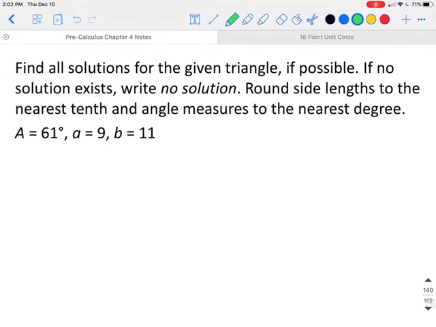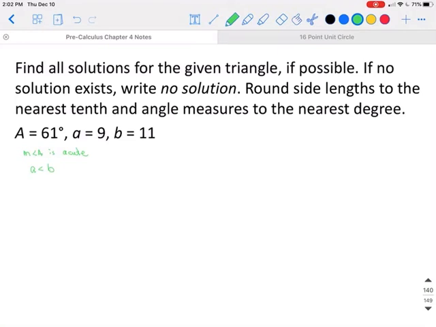We need to find all solutions for the given triangle if it is possible. So right now we do know that angle A is 61 degrees, which does mean that the measure of angle A is acute. So we do need to look at the rules for acute. This means there could be no solutions, one solution, or two solutions.